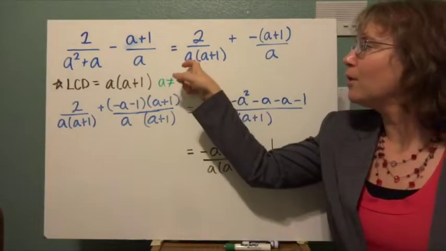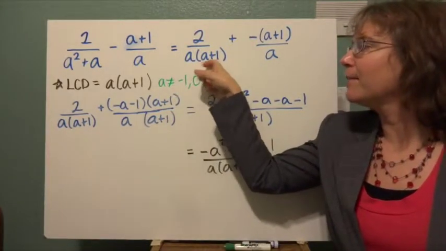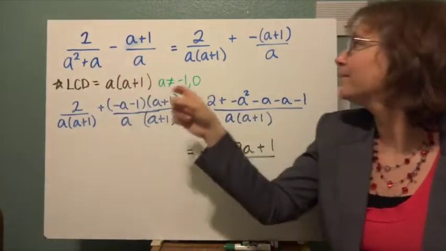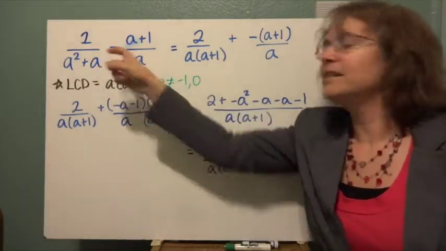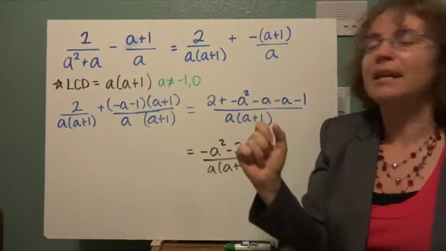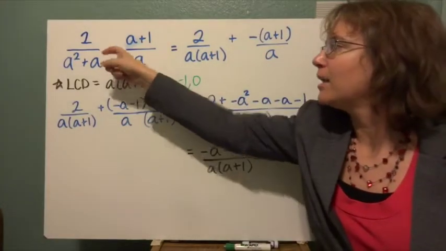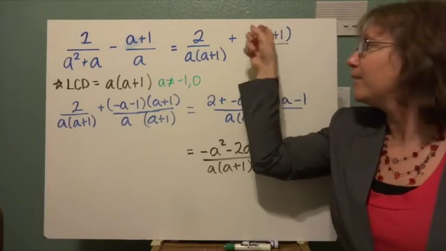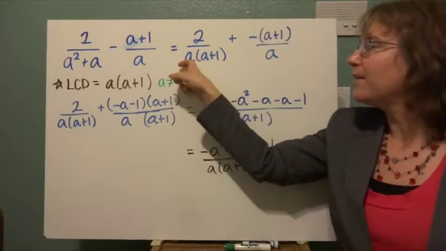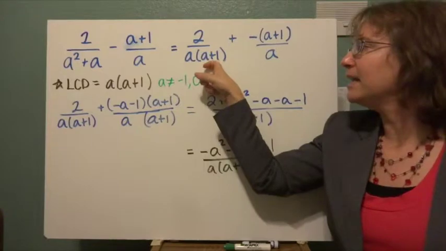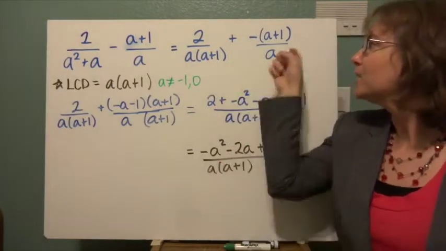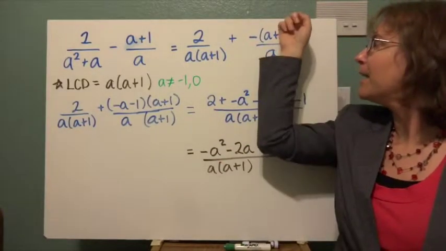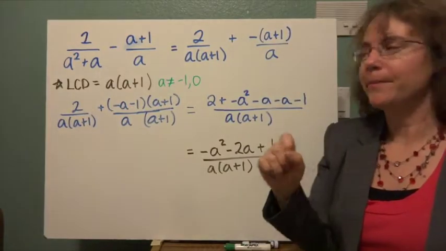I have 2 over a times a plus 1. So just factoring out an a. And then I rewrote this as an addition problem just to make sure I didn't get my negative messed up. I often do that when I have a subtraction problem. So that's plus a negative of my numerator over a. So right now I can see I have an a here, but I need another factor of a plus 1. So I'm going to have to multiply this one by a plus 1 over a plus 1.